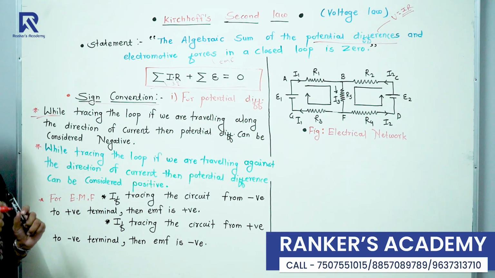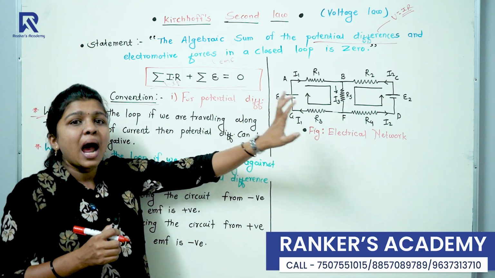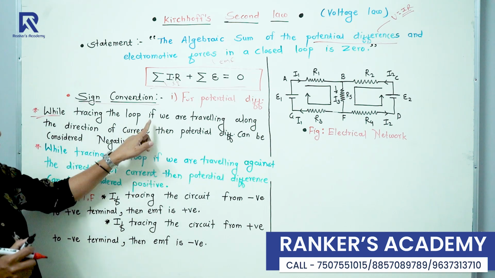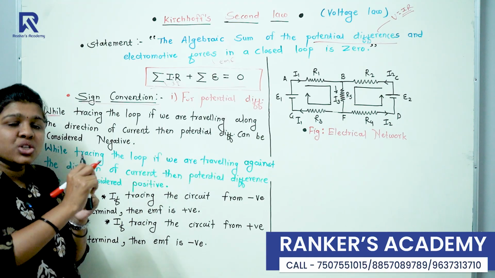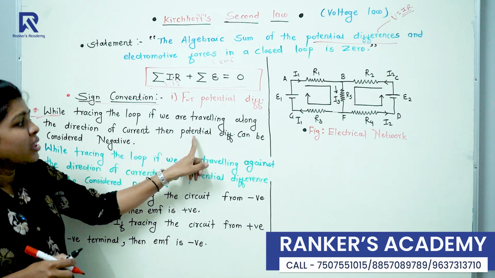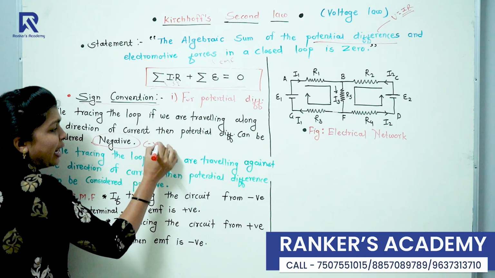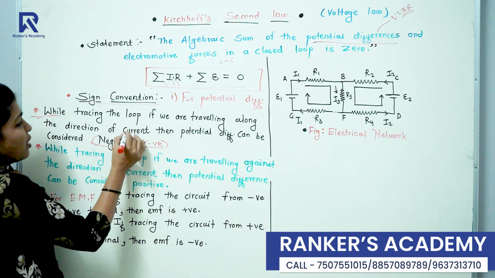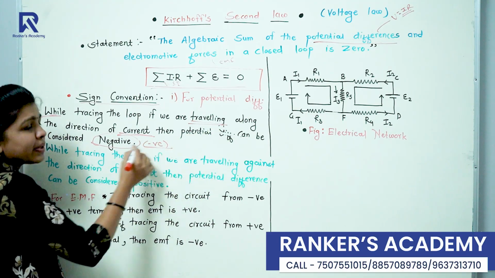First rule: while tracing the circuit, consider any electrical network. When you are tracing any electrical circuit or electrical loop, if we are traveling along the direction of current, that is, the tracing direction and the conventional current direction are the same, then the potential difference is considered negative. You have to give a negative, minus sign. If the direction of conventional current and the traveling direction are both the same, then you use the negative sign.